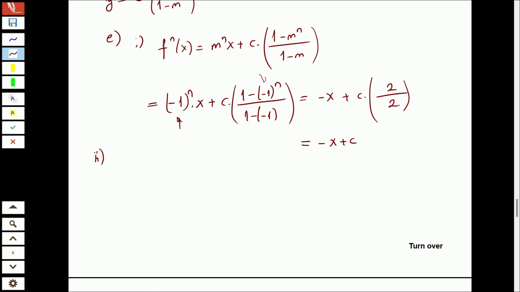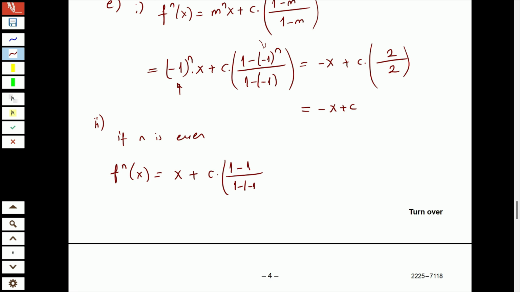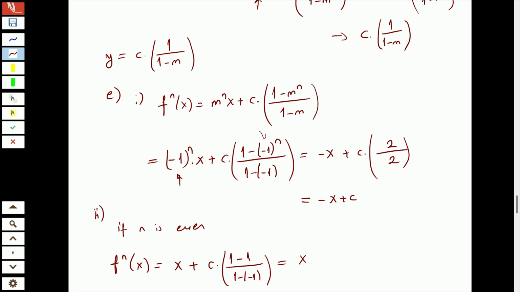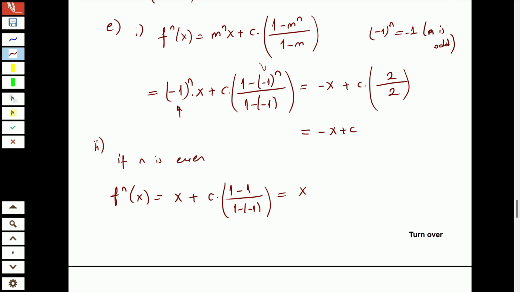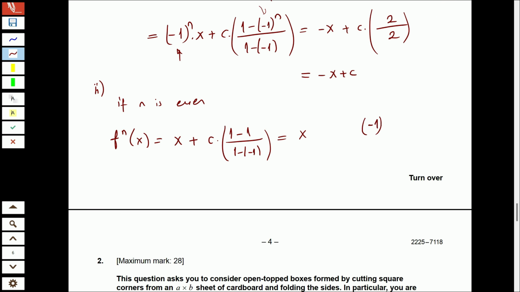So if n is even, it will be x plus c times 1 minus 1 divided by 1 minus 1, right? So it is x plus 0, or x, only x, yeah. Maybe you can just mention that when n is odd, minus 1 to the power of n equals minus 1. You can write in parentheses n is odd. And in here you can write minus 1 to the power of n will be 1 when n is even.